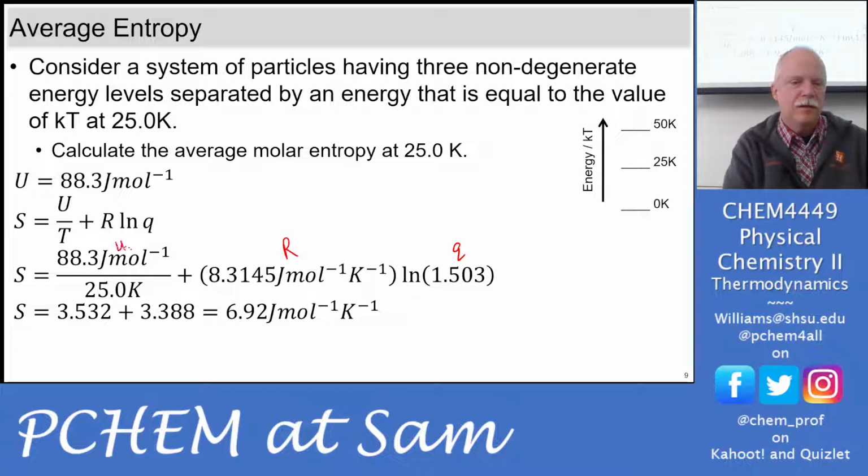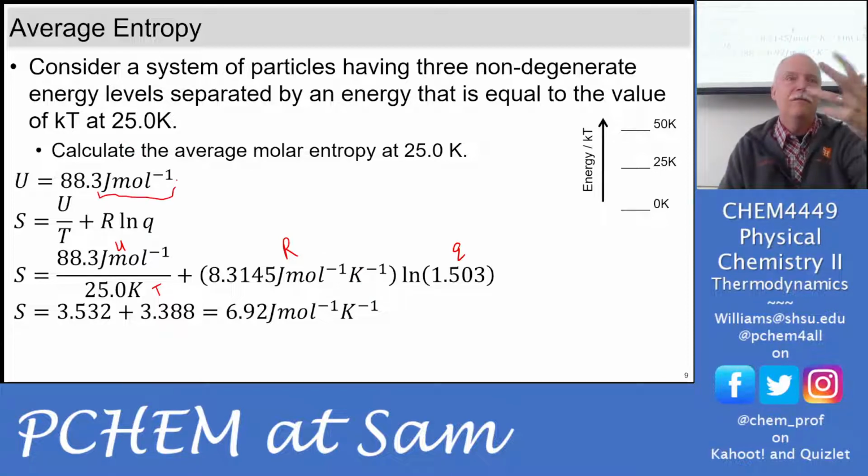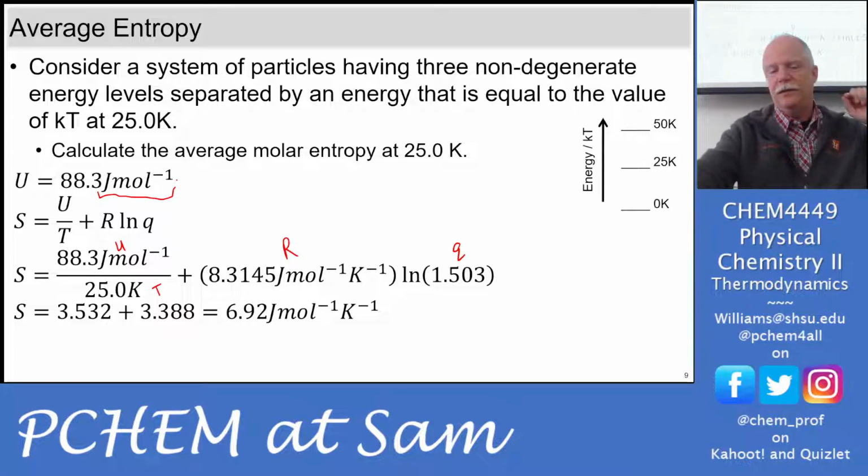This is our internal energy. And this is the temperature of the system. And so we end up with our entropy of 6.92 joules per mole per Kelvin. And notice that the units of that entropy still have the temperature in the denominator. Whereas the internal energy is just joules per mole, the entropies have that energy per Kelvin. We'll see later why that's useful.